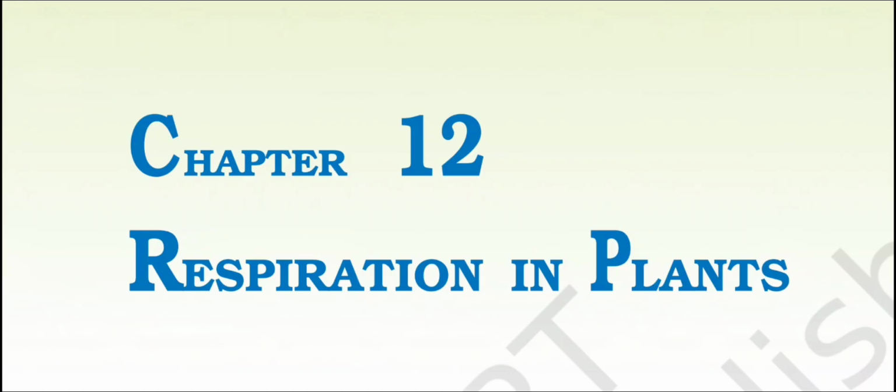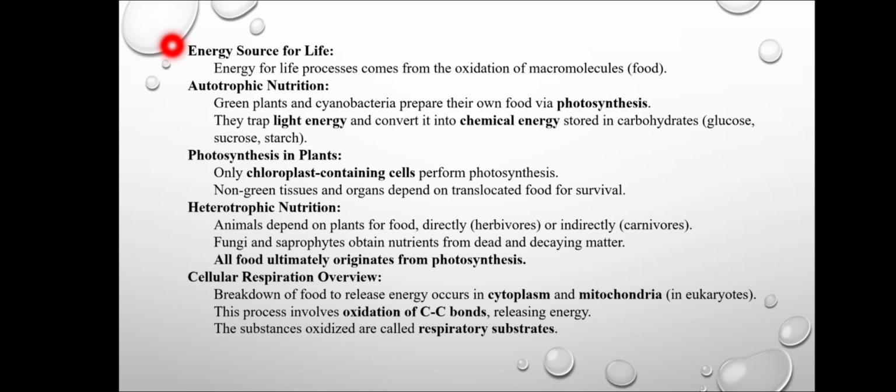Today we are going to cover this chapter, Respiration in Plants. So keep your NCERT with you and just underline all the important points which I am covering line by line from NCERT. First, it starts with energy, which is the source of life, and it says that energy for life processes comes from oxidation of macromolecules, which are obtained from food.